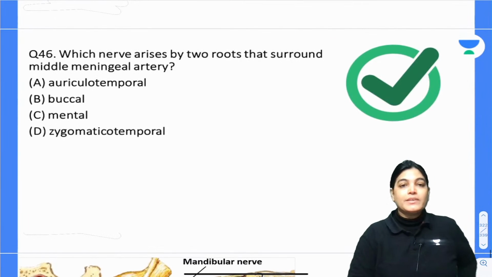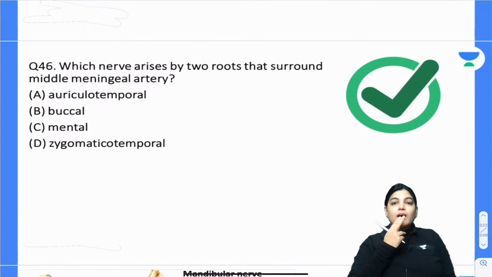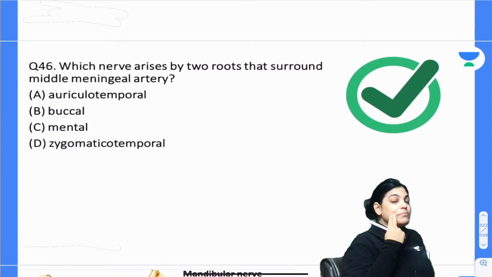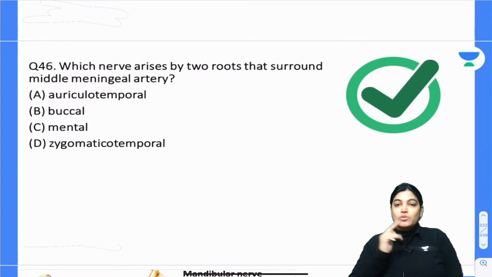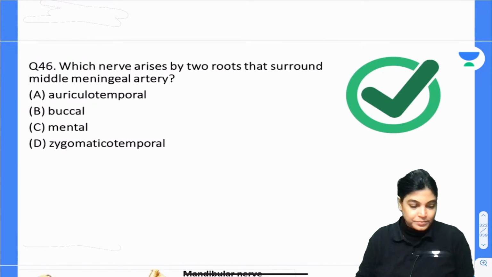Now moving on to the next. Which nerve arises by 2 roots that surround the middle meningeal artery? So which nerve forms a loop around the middle meningeal artery? Direct MCQ: whether the nerve is auriculotemporal nerve, buccal nerve, mental nerve, or zygomaticotemporal. So which nerve is forming a loop around the middle meningeal artery?